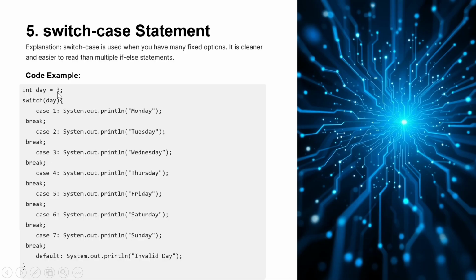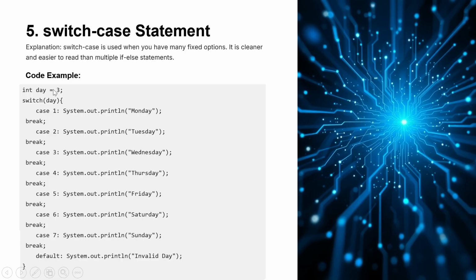First it will search for the day, like which value is initialized in the day variable. So in the day variable there is 3, so it will search for 3. This is case 1, it will not be executed. This is case 2, it will not be executed. It will go to case 3 and it will get executed as this is matched with this variable. So Wednesday will be printed on the screen, and all the rest of the cases will not be executed.